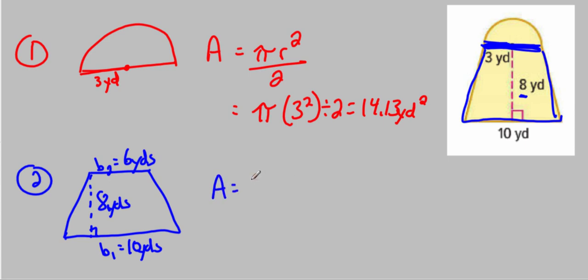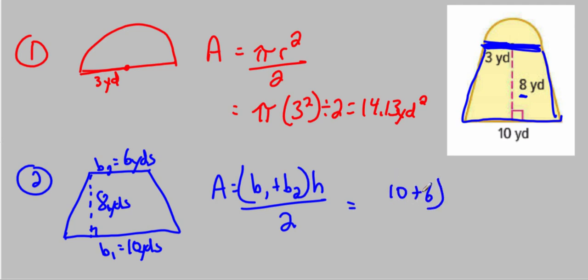So now we find our area. Remember, our formula is base 1 plus base 2 times the height, and then divided by 2. 10 plus 6 is 16 times 8 divided by 2. Well, I know that if I were to do that math, I would get an answer of 64 yards squared.